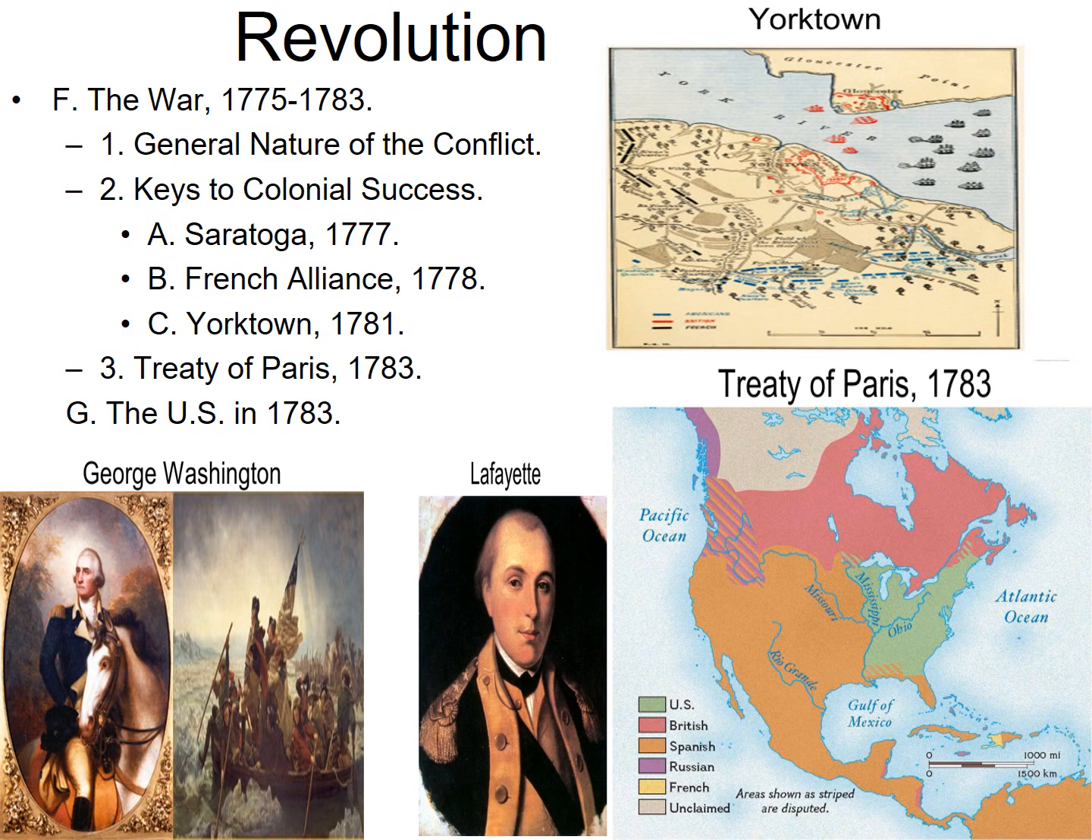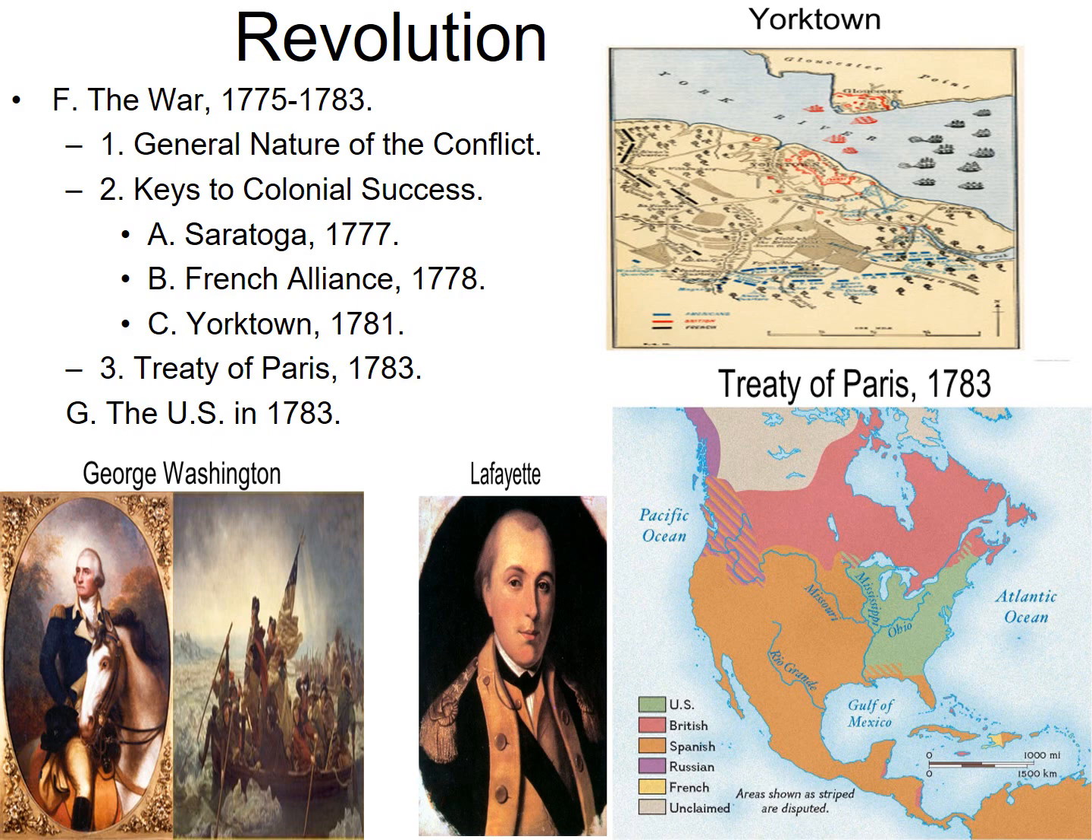Okay, well, along the way, there are some keys to colonial success. Two battles in particular that I just want to take a moment or two to talk about. Under number 2, letter A, the first one to look at is Saratoga. This takes place in October of 1777. Now, the Battle of Saratoga was fought in upstate New York. Saratoga is this area along the Hudson River. That's way north of New York City, along the Hudson.